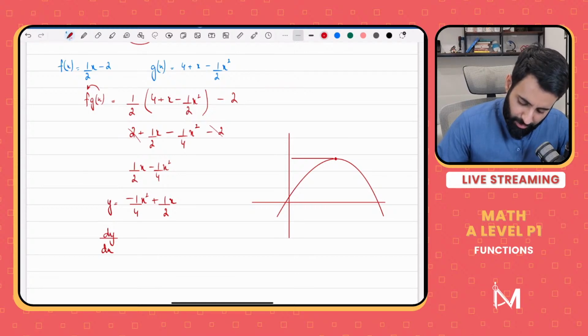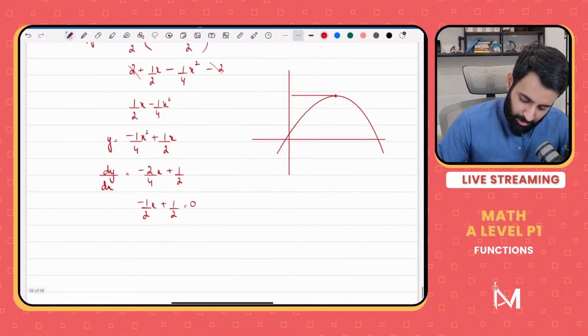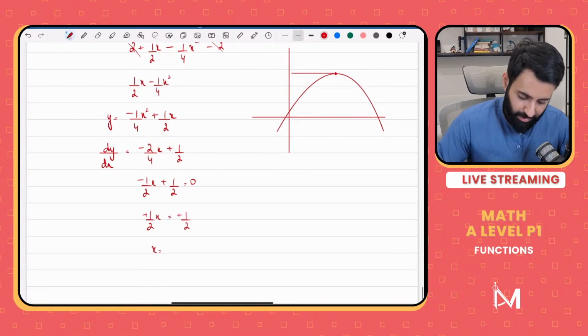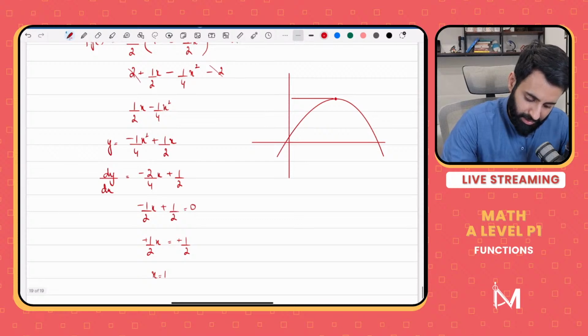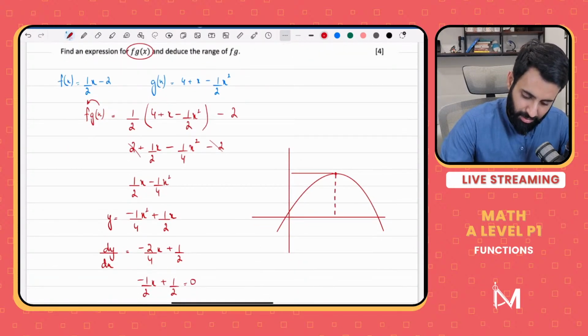So let's find out. So dy by dx is going to be minus 2 upon 4x plus 1 upon 2. Now we equate this to 0, so minus 1 upon 2x plus 1 upon 2 is equal to 0. So minus 1 upon 2x is equal to minus 1 upon 2, minus minus cancel. X is equal to what? X is equal to 1. Now notice the question is not asking you to write down the domain, the question is asking you to write down the range. So that means the x coordinate of the turning point is 1.